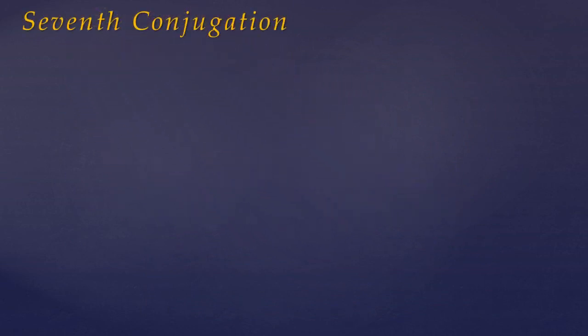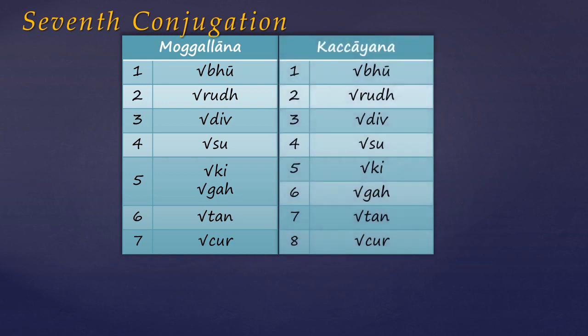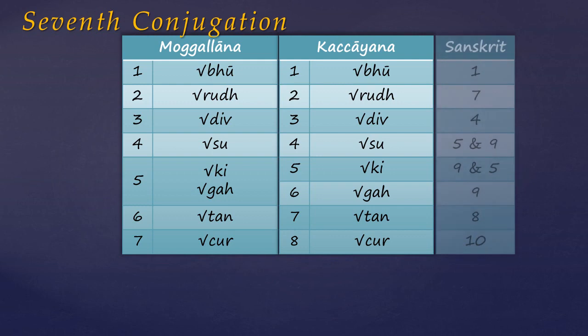Before we look at the 7th conjugation class, it's perhaps worth talking about the numbering schemes. Unfortunately, the ancient Pali grammarians used more than one scheme of classification. For instance, if we compare Moggallana to Kaccayana, we can see that Kaccayana splits the 5th class into 2, so his scheme numbers from 1 to 8, whereas Moggallana's numbers from 1 to 7, and Warder numbers his from 1 to 7 too.